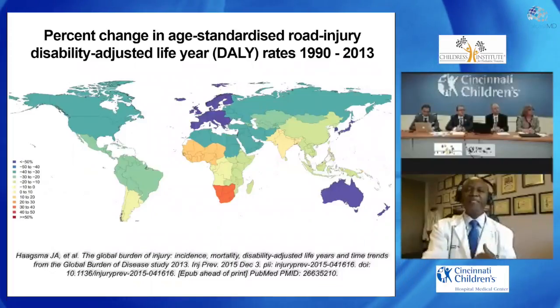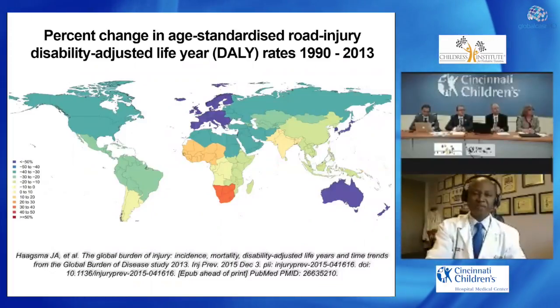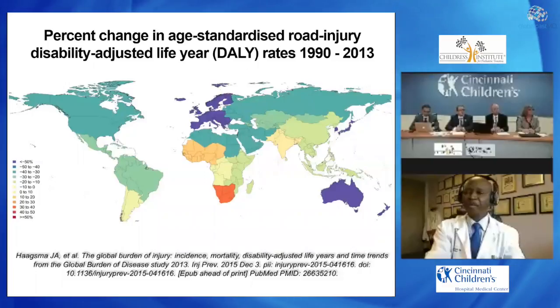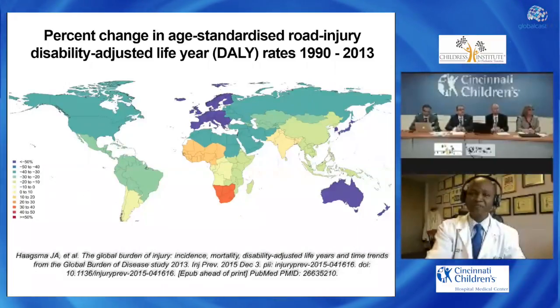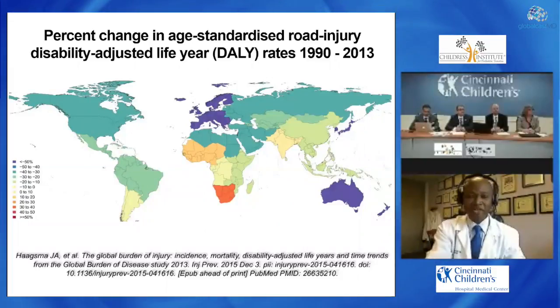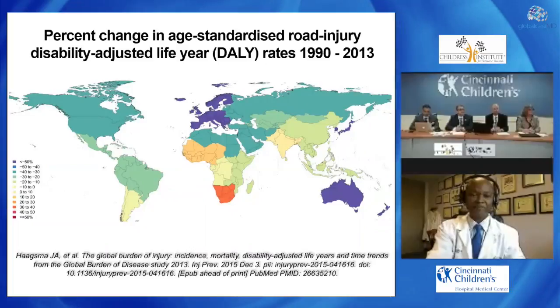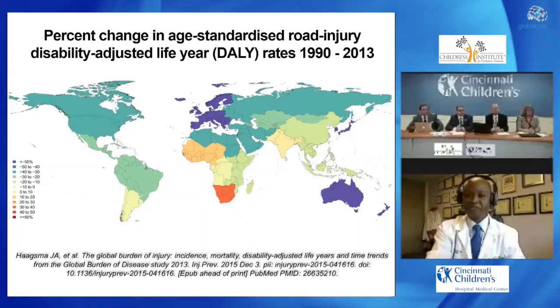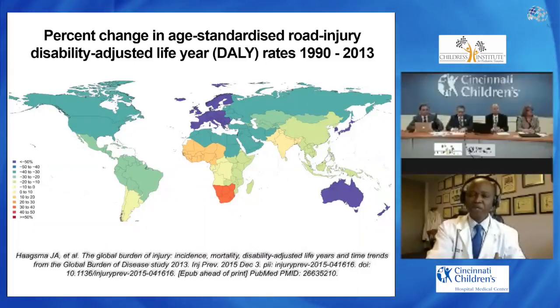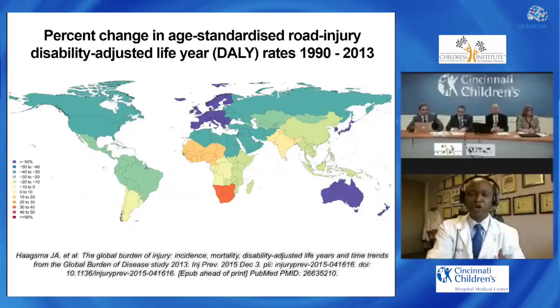They updated the data up to 2013, and then they recalculated some of the earlier estimates. What they found was that globally, the burden of disease due to road injury has actually decreased significantly since 1990. And in some high-income regions, we're seeing reductions of 40, 50%. Unfortunately, the reverse trend is occurring in low and middle-income countries, particularly in sub-Saharan Africa and South Asia.